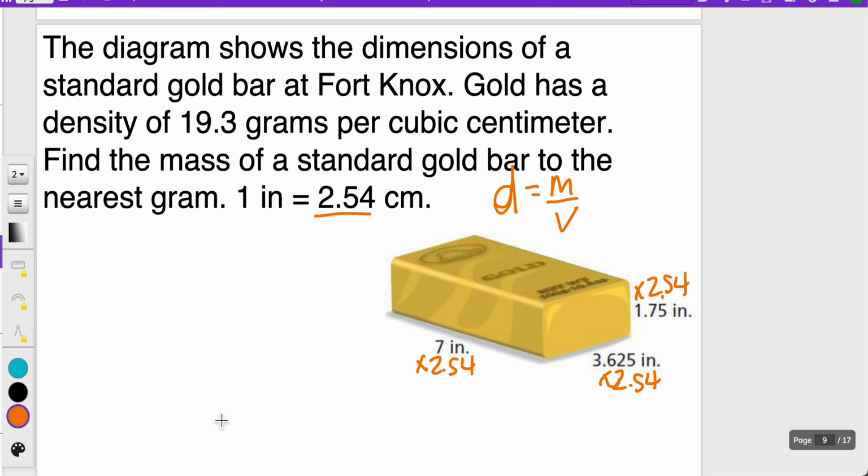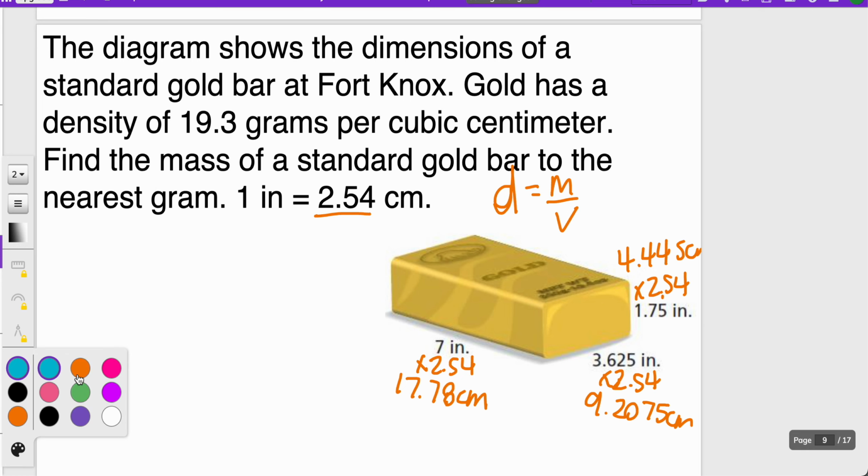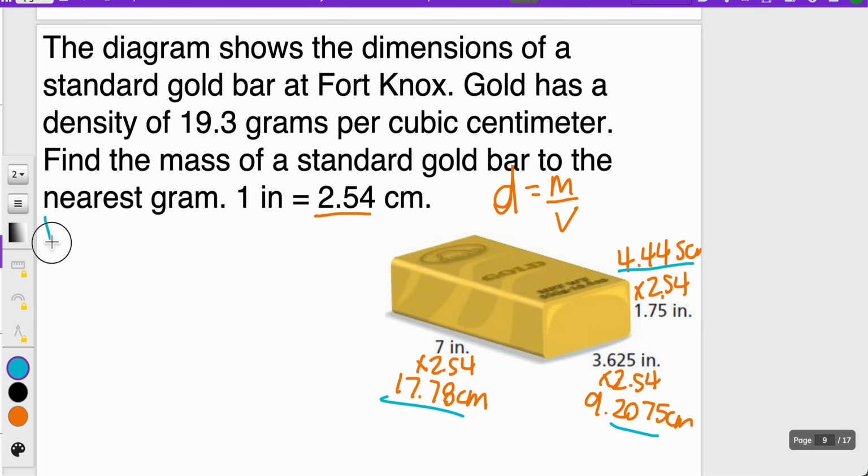As we do that, this 7 inches is approximately 17.78 centimeters. This 3.65 is about 9.2075 centimeters. And then this 1.75 is about 4.445 centimeters. Those are the ones that we want to focus on going forward, since your density is measured in cubic centimeters. The first thing I need to do is find the volume.